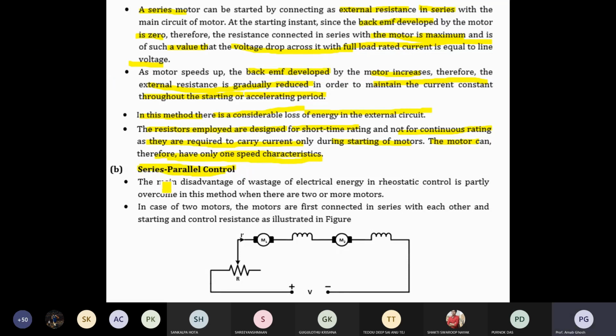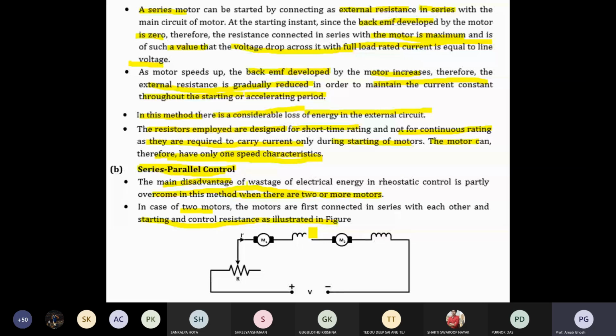Okay, the main disadvantage, the wastage of electrical energy in the rheostatic control path, is overcome by this method when two or more motors are there. In the case of two motors, the motors are first connected in series along with the starting and control resistance, as in the figure. So you can also use series parallel control without rheostatic resistance.